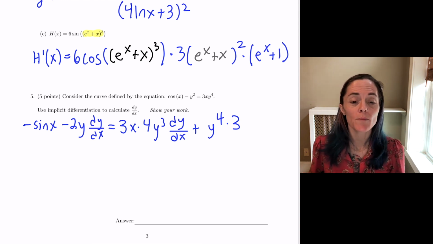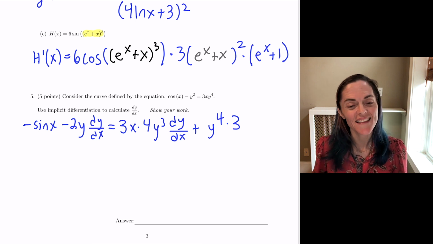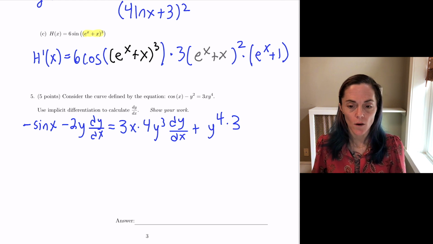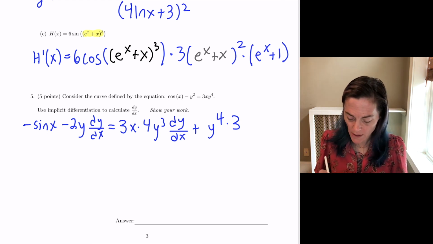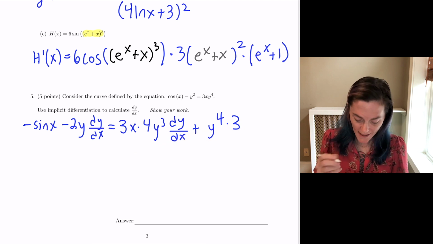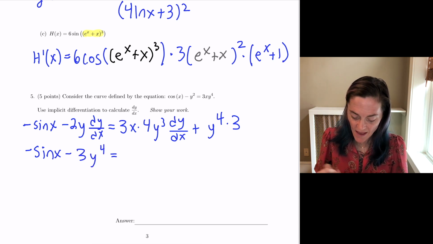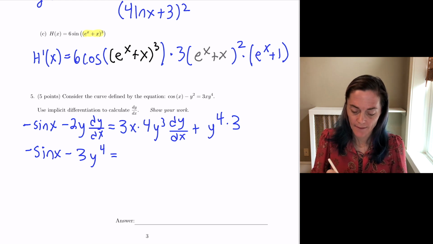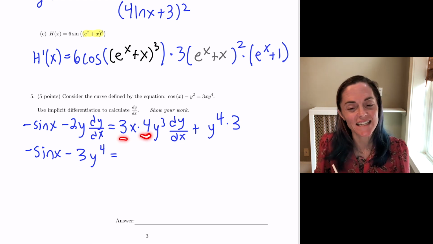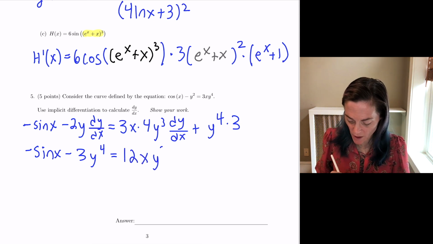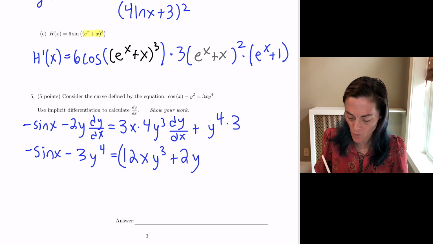The next step, we want to move everything with dy dx to one side of the equation and everything without dy dx to the other. Okay, so maybe I will move all my dy dx's on the right-hand side. So I will have minus sine x minus 3y to the fourth. This will equal, well, when I multiply these two coefficients, I get 12. So I have 12xy cubed, and then plus 2y, all times dy dx.